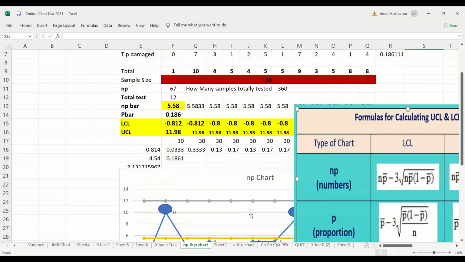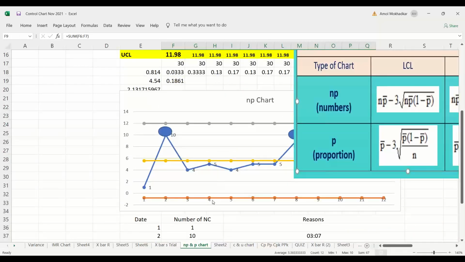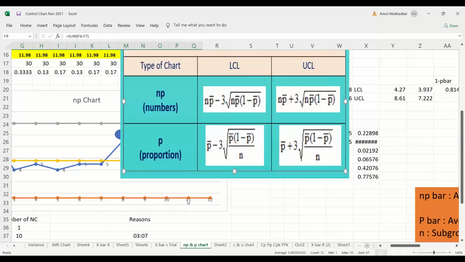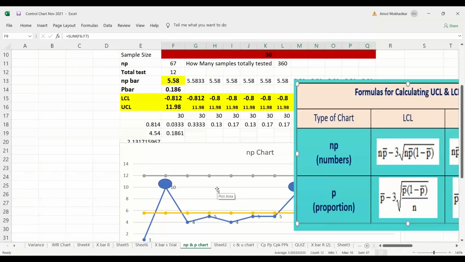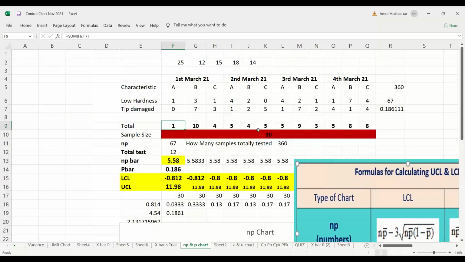Now this is the NP chart, number of defectives. So continue it: 1, 10, 4, 5. This data will be plotted against your control limits. These are the control limits and this is the data. Every day keep on plotting your data of the defectives, because every day you are testing 30 samples. That's why you can plot the absolute number. Every day it is not changing, so you can plot the absolute number.